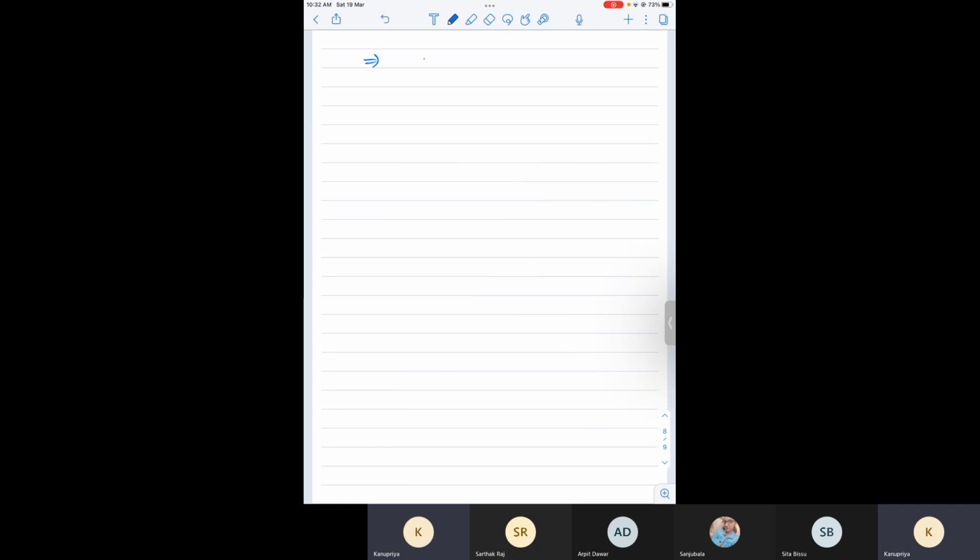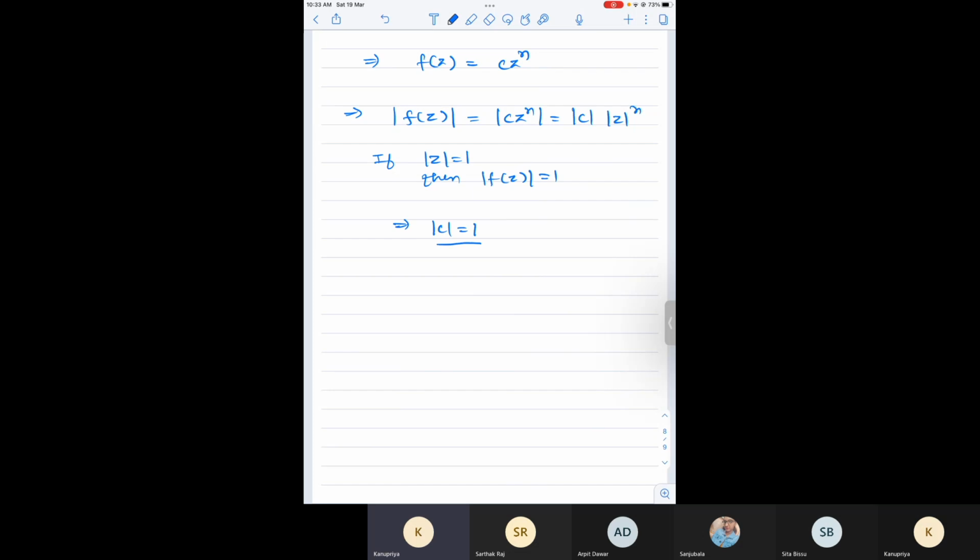So from there we can have f(z) equal to c z raised to power n, which will imply that also mod of f(z) is equal to mod of z. If mod z is equal to 1, then mod of f(z) is equal to 1, which implies that mod of c is equal to 1. That's good.